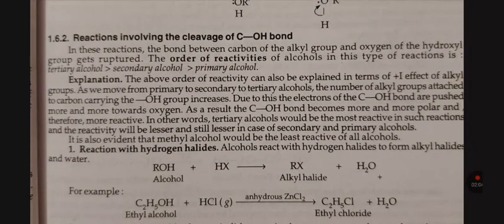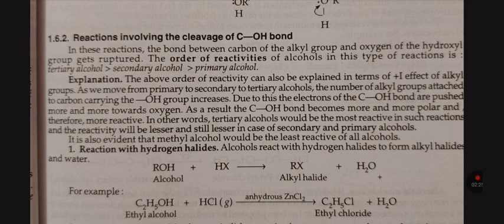1.6.2 Reaction involving the cleavage of the C-OH bond. In this reaction, the bond between the carbon of the alkyl group and the oxygen of the hydroxyl group is ruptured. The order of reactivity of alcohols in this type of reaction is tertiary alcohol, secondary alcohol, primary alcohol.